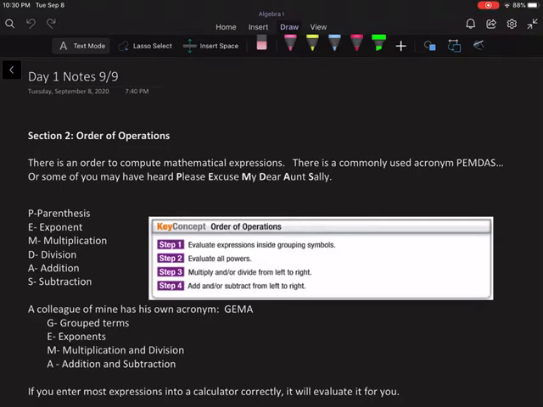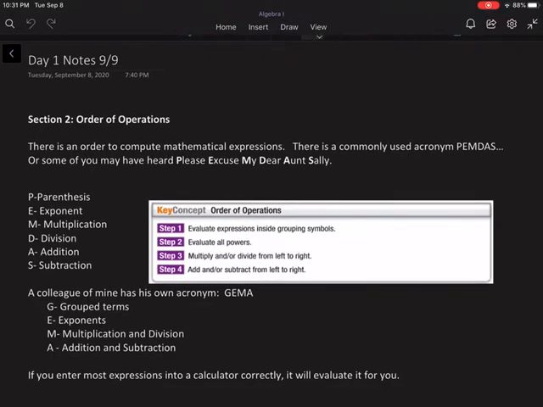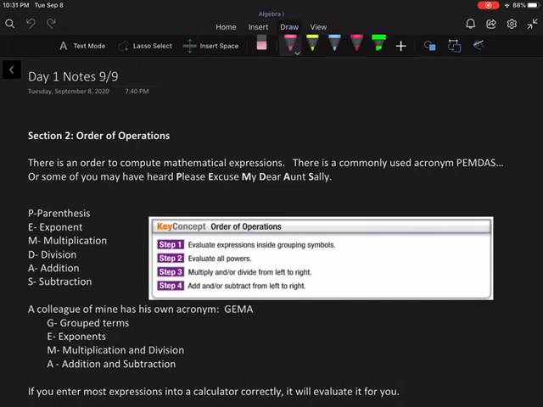This is our first, even though it's the second section of chapter 1, it's just the easiest one to start off with. So, a lot of us already know the order of operations as PEMDAS, right? Please excuse my dear Aunt Sally, right? Multiplication and division, though, must be done left to right. Same with addition and subtraction. Left to right.